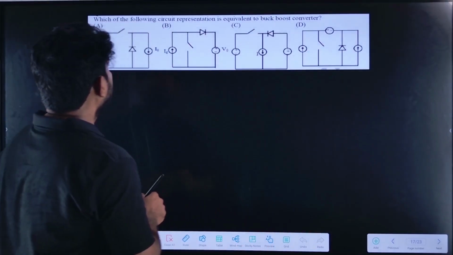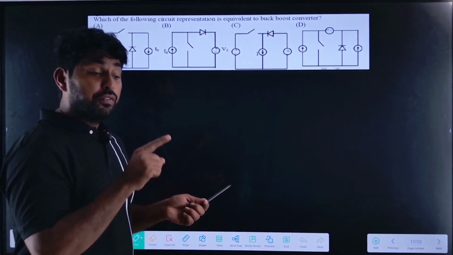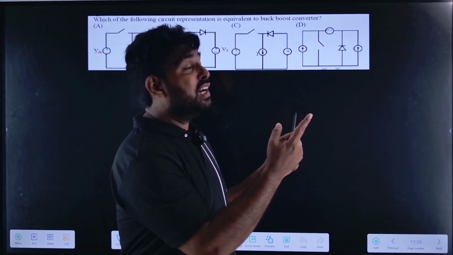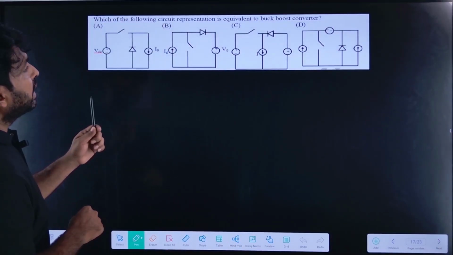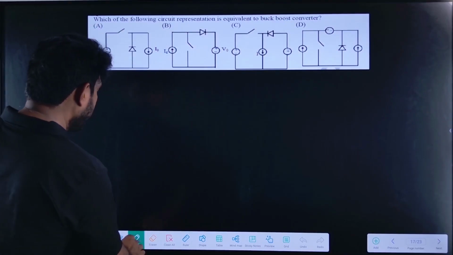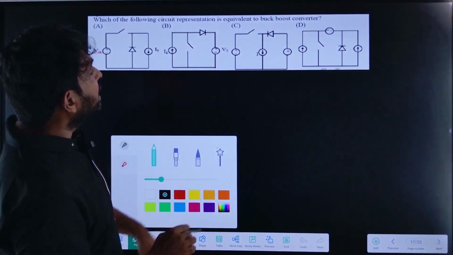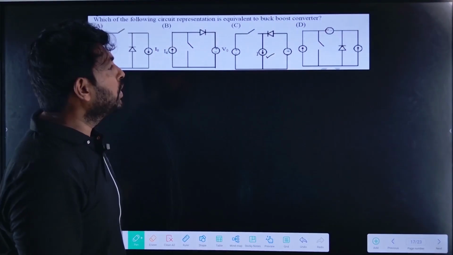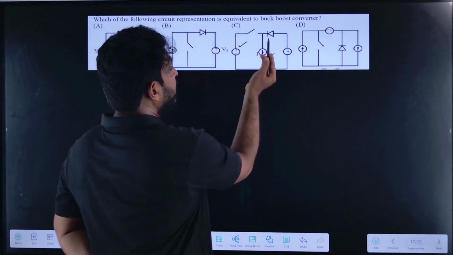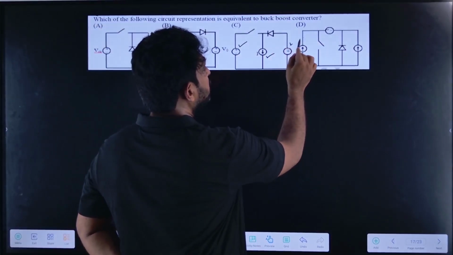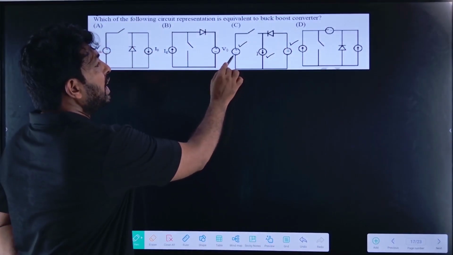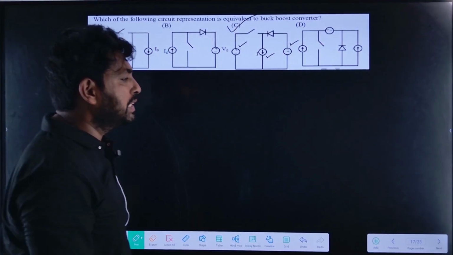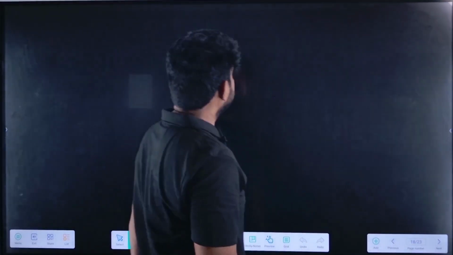So, here, it is a VIV converter. So, the current source is in between the two voltage sources. In this circuit, if you observe, the current source is in between the source and load, and the input is a voltage source and the output is also a voltage source. So, VIV converter. So, option C is the right answer. Now let us see the next question.